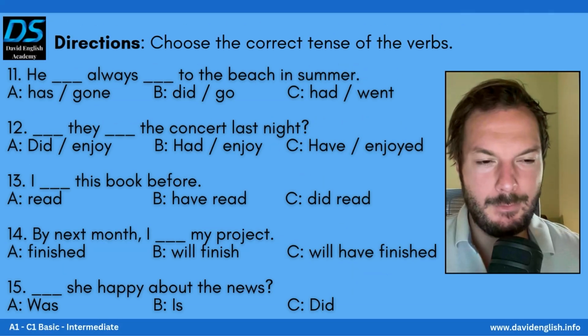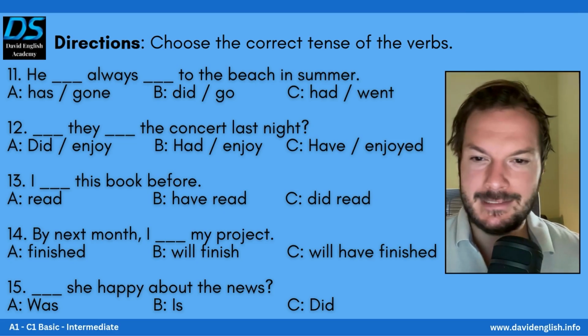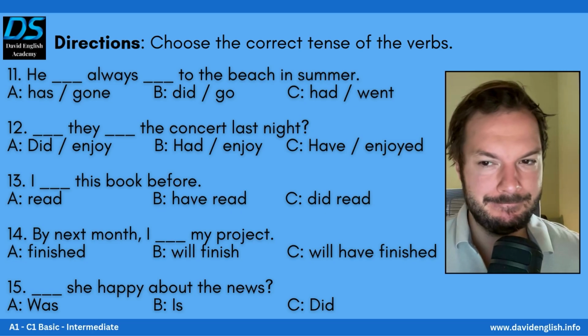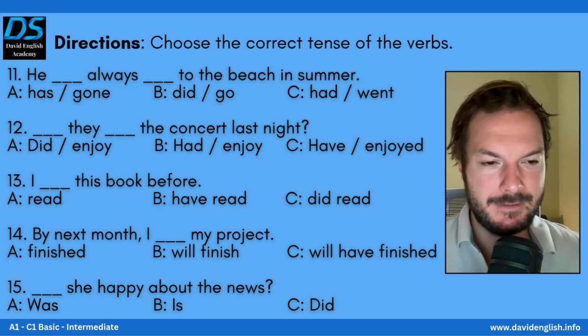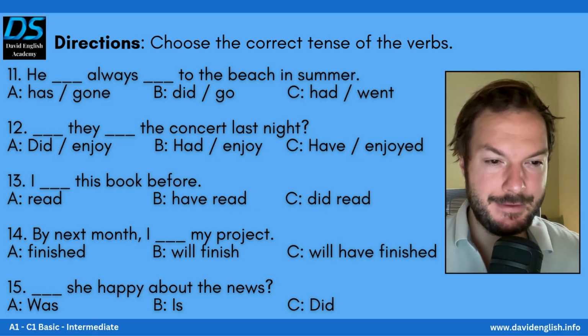Now we have a multiple choice question. For 11 through 15, we need to decide if it's A, B, or C. Let's read the first sentence together. 11. "He always to the beach in summer." You can also say "in the summer."